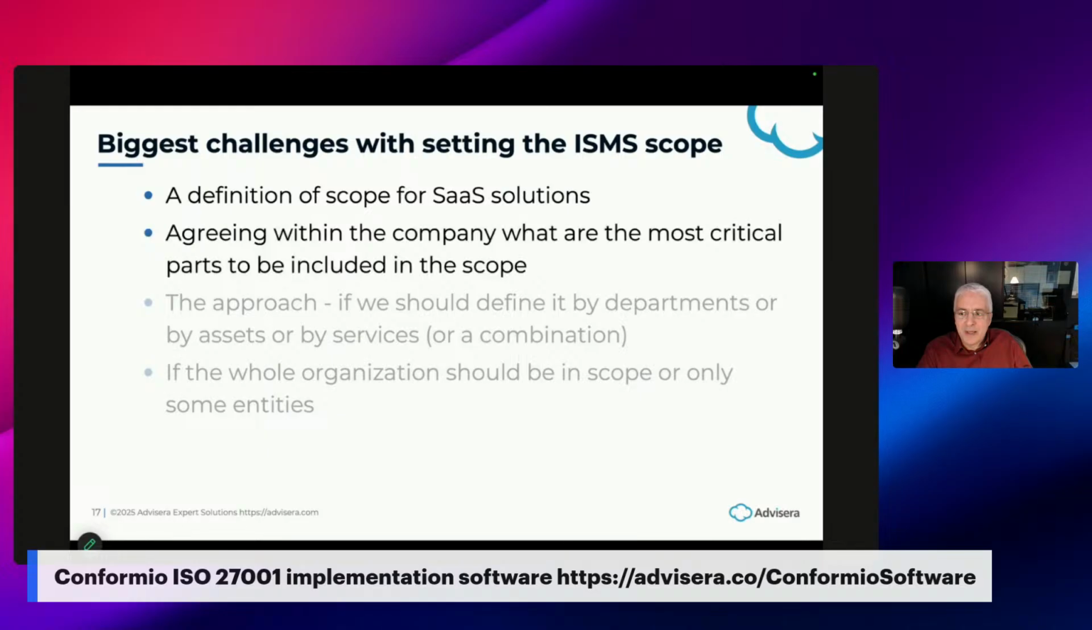Another challenge was agreeing with the company on what are the most critical parts to be included in the scope. And I would say, again, if you're smaller than 50 employees, go for your whole company. But if you're larger than 50 employees, then try to figure out where you have the most sensitive data. Okay.